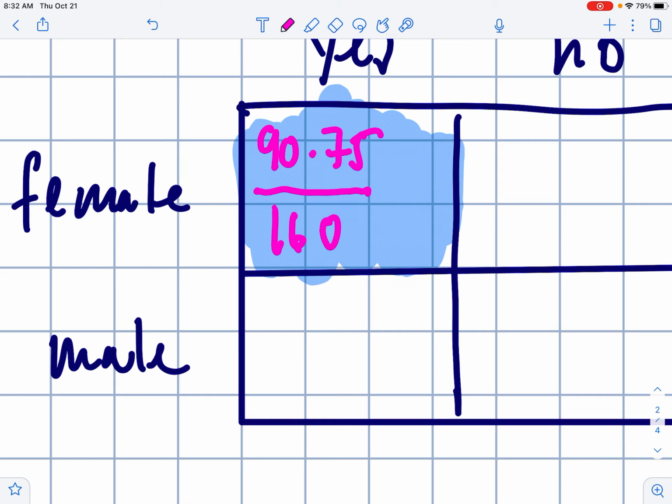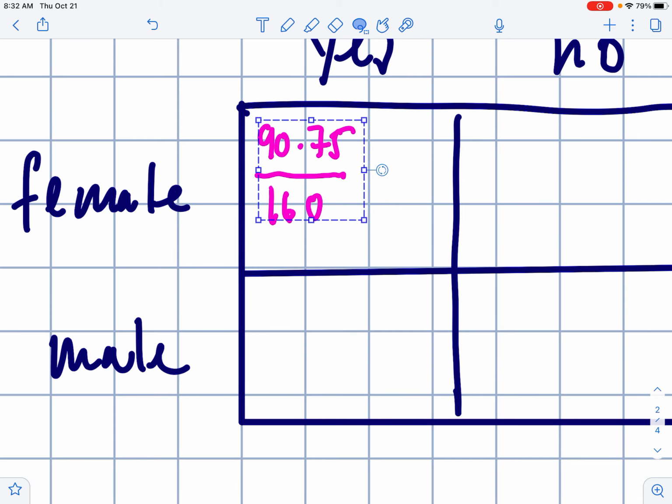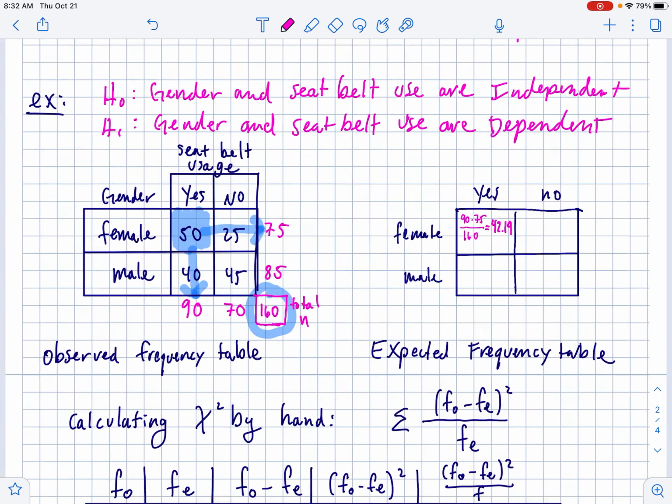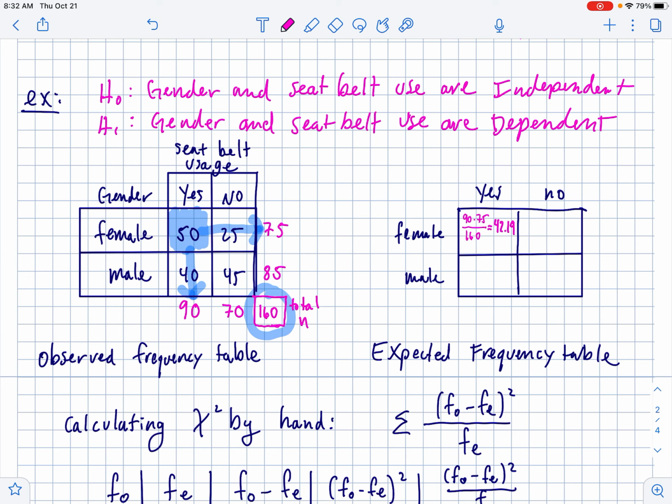So this is 42.19. Maybe I should put it someplace else. We're really going to get into the weeds here. Shrink this bad boy. Did I say 42.19? So that is the expected number of females that would use a seatbelt. It compares to the original 50. 50 was actually in the survey, but in terms of what should be expected, it should be 42.19.